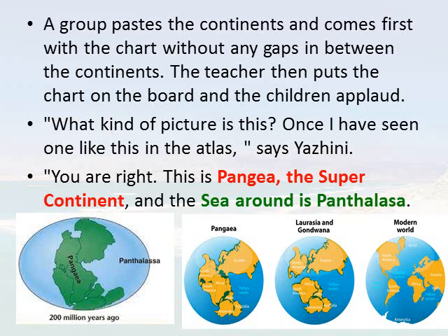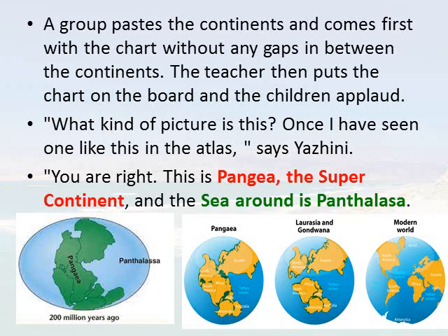And Yarini cannot control her excitement. She is asking them, What kind of picture is this? Once I have seen one like this in the atlas. Dear children, it was 200 million years ago when these land masses moved away from each other to gain the present position as continents and oceans, says the teacher.